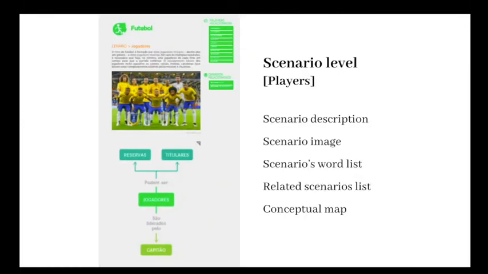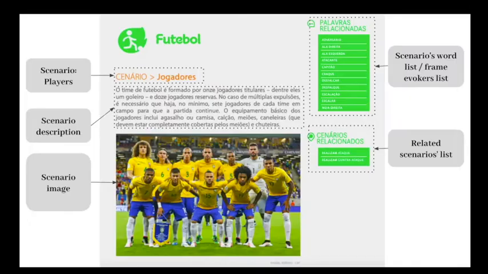The next level is the scenario level, here illustrated by the scenario players from football. Again, this is the general view of the page. This level is quite similar to the superframe level in terms of content. Here we can see a description of the scenario, followed by a picture that illustrates some aspect of the scenario. On the left side, we can see a list of the words that play a role in this specific scenario and a list of related scenarios.